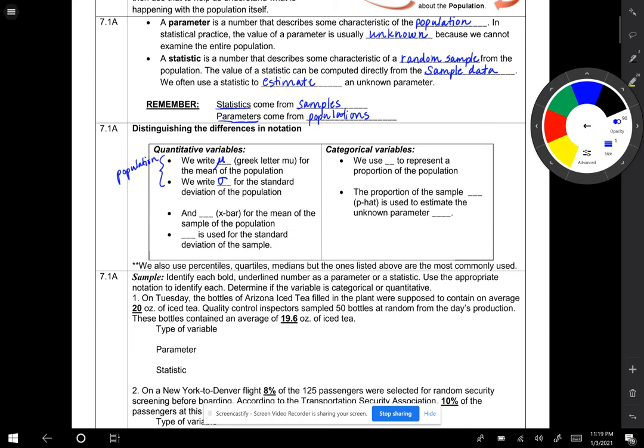We are going to use for the samples x bar to represent the mean. So hopefully you remember this, of the sample of the population, and we're going to use s sub x to represent the standard deviation of the sample, and that's for quantitative variables, when we're interested in our means and standard deviation. When we have categorical variables, we are talking about our proportions or our percentages.